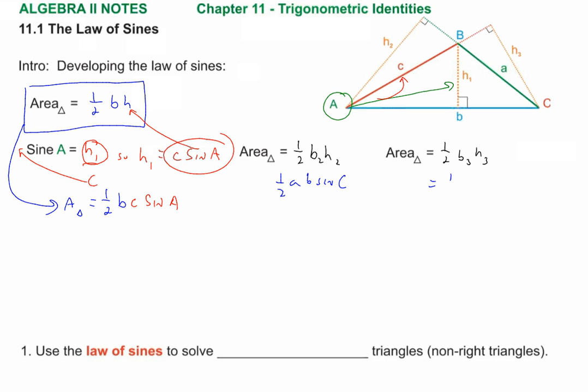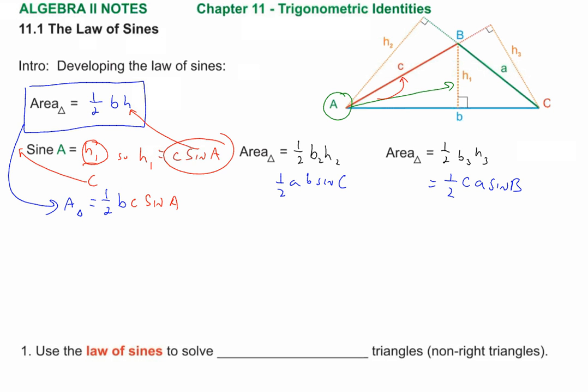And this one ends up being 1/2 C times A sine B. And again, if I had more time, I would take more time and show you using that height. But all of what I just did is the exact same thing as this using the other height. Okay. So again, if you follow all that, great. If not, you can live with it. I'm just trying to show you where the formula comes from.